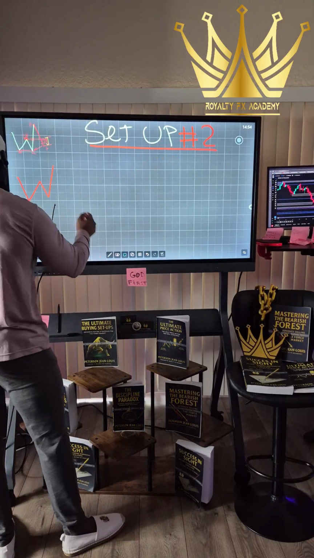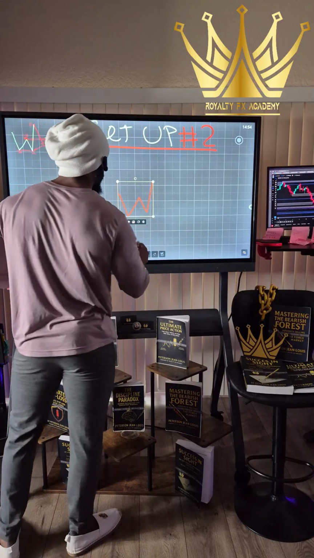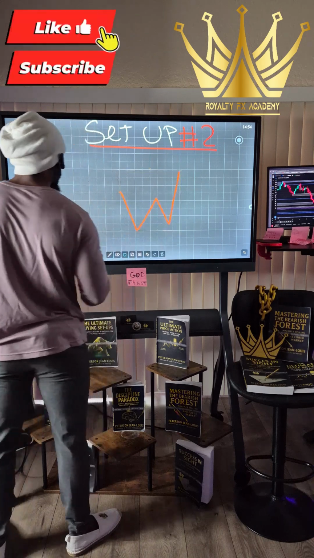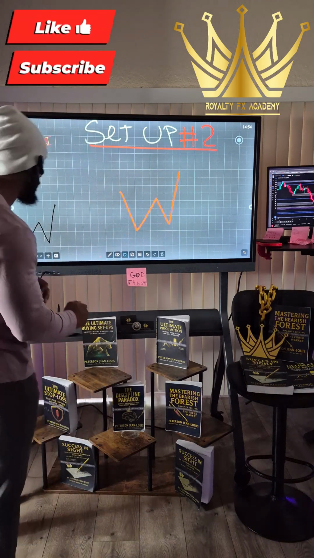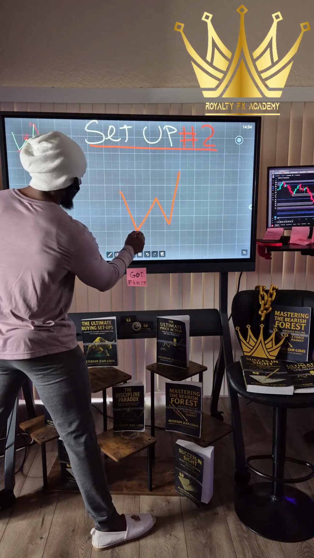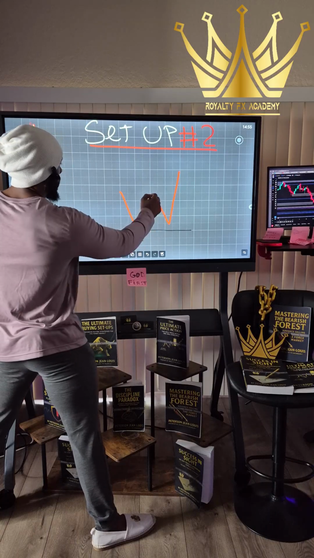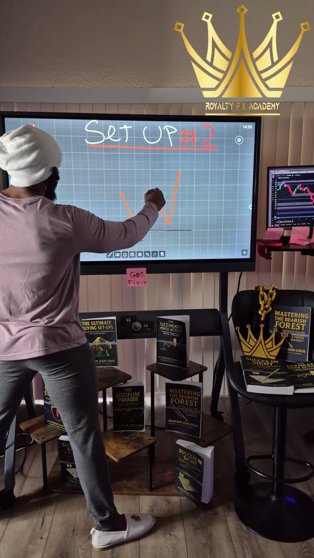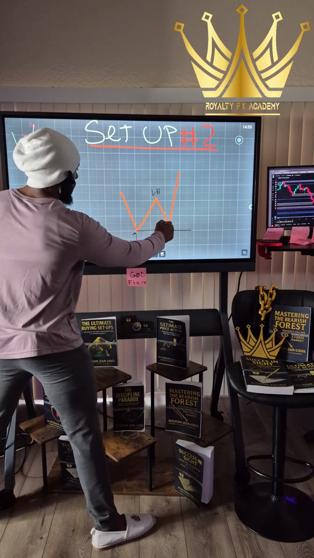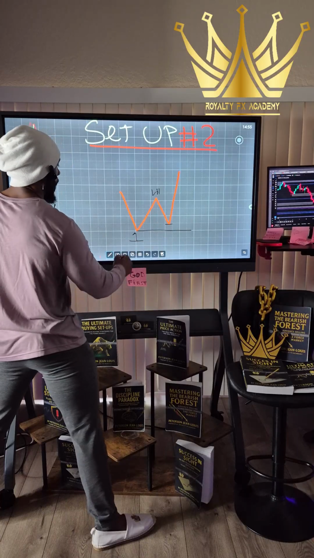Now, this is, again, after the first setup, which is the double bottom. In the case of this one, if you pay attention to it, just like the previous double bottom, you notice here's the zone, because that's the first bottom. And when the market goes up to give you this low high, and it comes back down, it failed to give you an equal lower low. So this is a lower low.